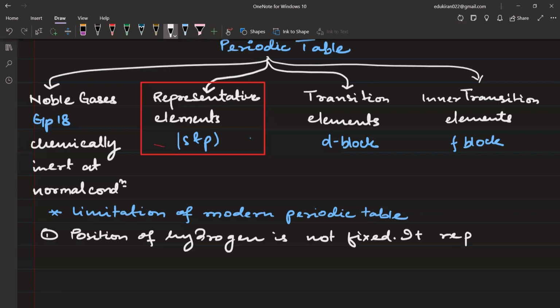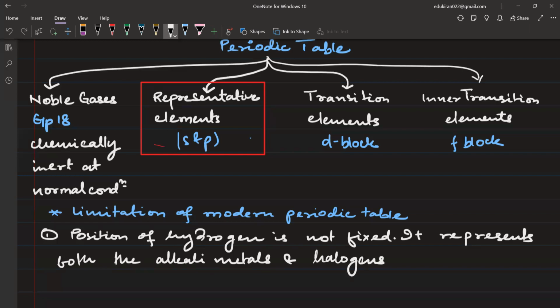It represents both the alkali metals and halogens. So the hydrogen can be placed in either the first group or it can also be placed in the 17th group. Second is the lanthanides and the actinides, the F block. They have not been accommodated in the main body of the periodic table. They have been kept separated, right?